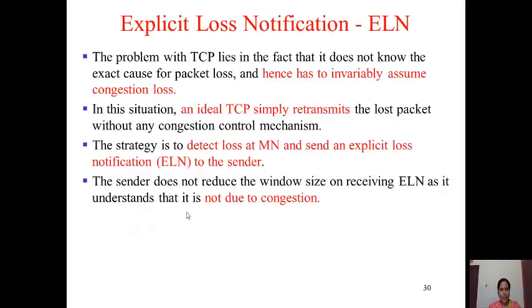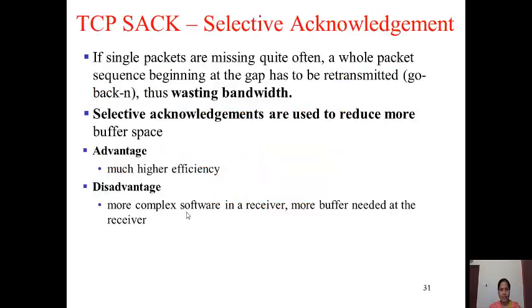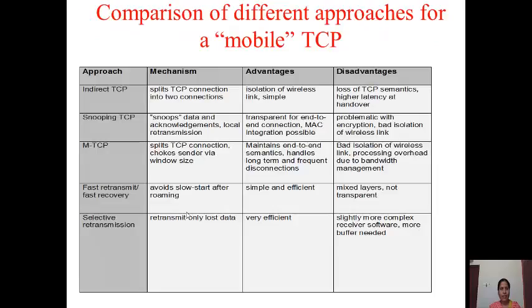And then we understood what explicit loss notification is, the concept of how explicit notification is sent, and what a selective acknowledgement is. And we also went through the comparison of different approaches for a mobile TCP. So the core concepts of extending the internet for mobile users are discussed in this session. Thank you.